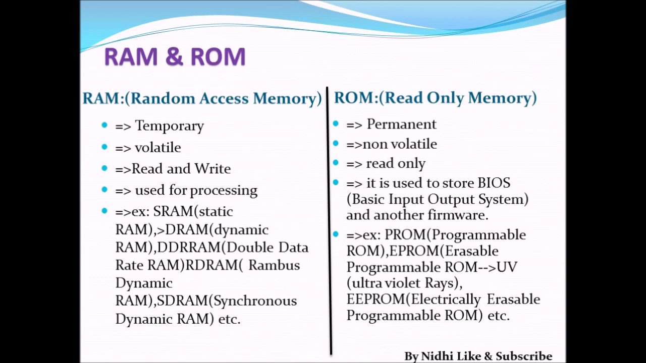That means if a manufacturer wants to delete the data, it can be deleted with electrical current or rays. And in this, the manufacturer can delete the data bit by bit also. So these are the differences between RAM and ROM.